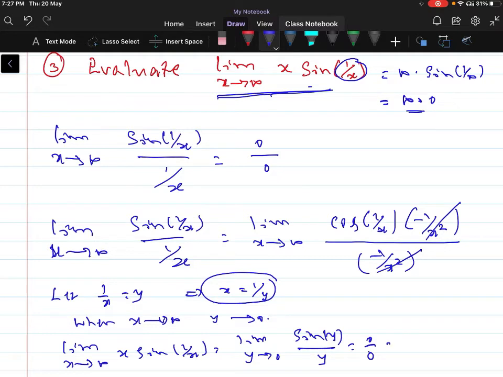This can be written as the limit as y tends to 0 of sin y differentiation, that is cos y by 1. When y is equal to 0, that is 1. So this is the result. This is the limit of the given function when x approaches infinity.